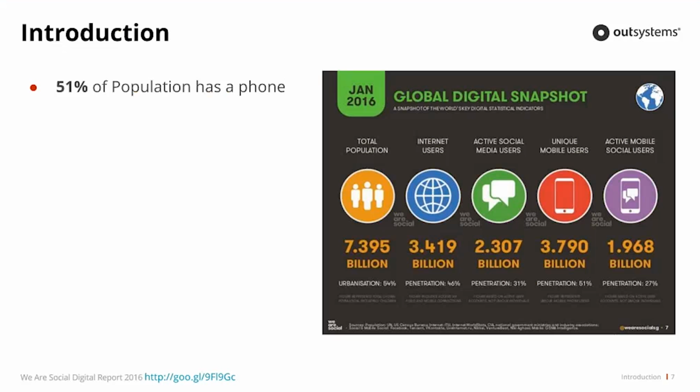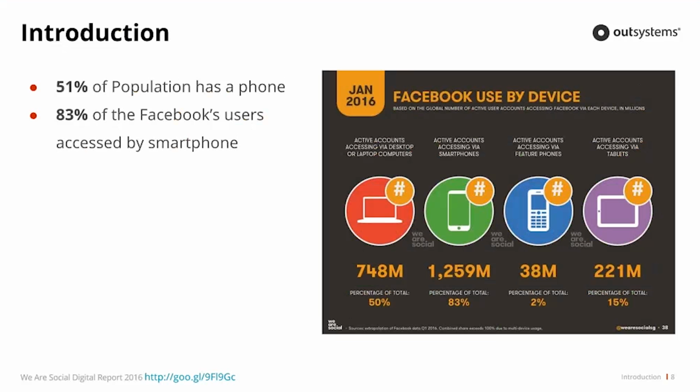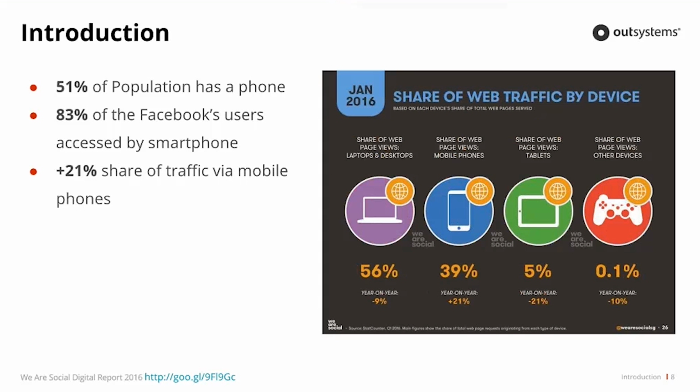So I'm going to show you some metrics. It will be very fast. Half of the population in the world has at least one phone, so this is very, very important. 83% of Facebook users accessed by smartphone, so only half of them will access on the laptop or desktop. Nowadays, we access web pages and applications even more by our smartphone.